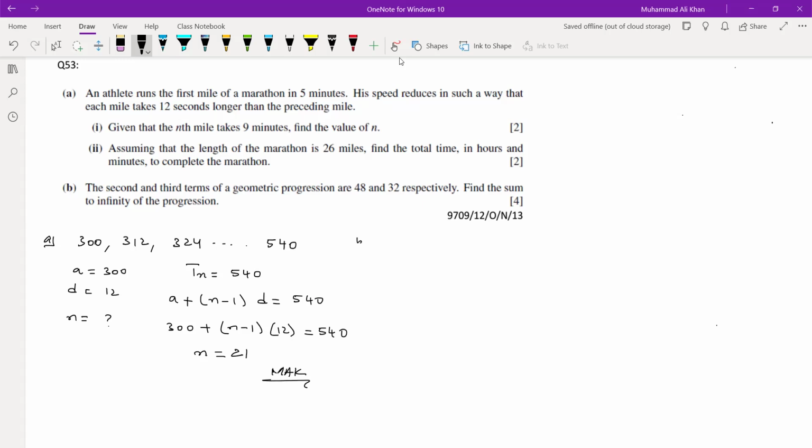Now in the b part, assuming that the length of the marathon is 26 miles, find the total time in hours and minutes to complete the marathon. 26 miles की मैराथन है. Find the total time in hours and minutes to complete the marathon. कितने टाइम में ये मैराथन कंप्लीट की जाएगी? ठीक हो गया था?